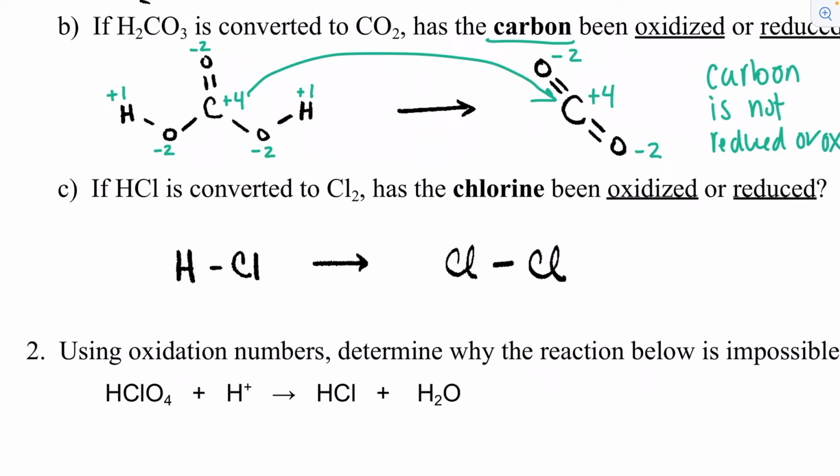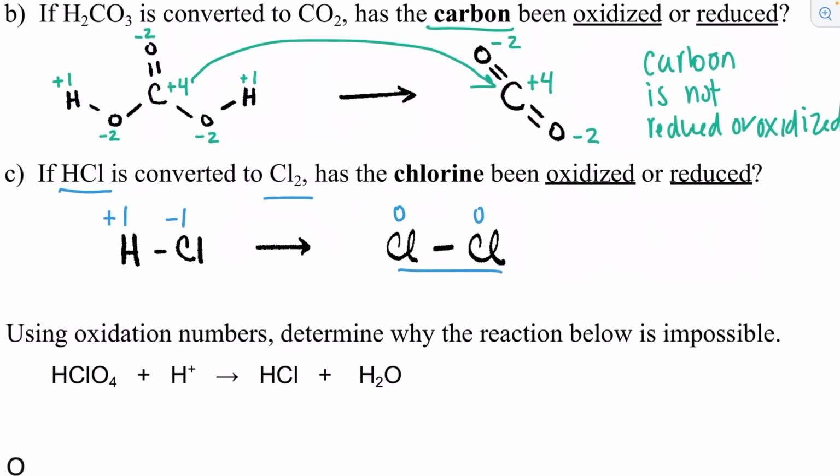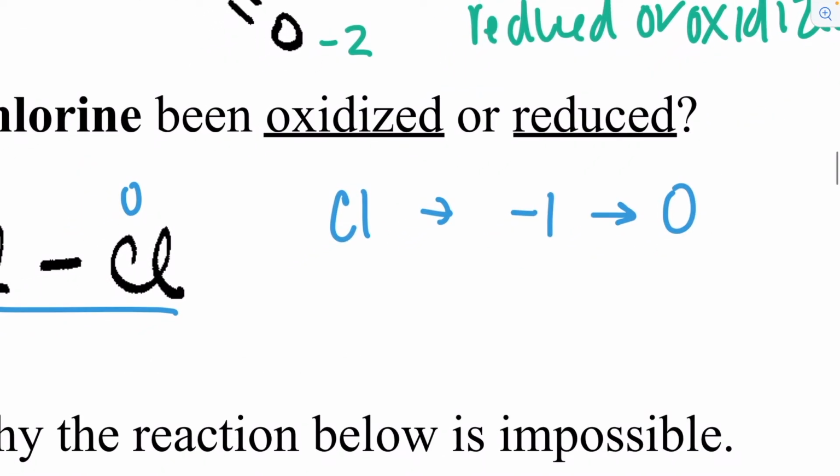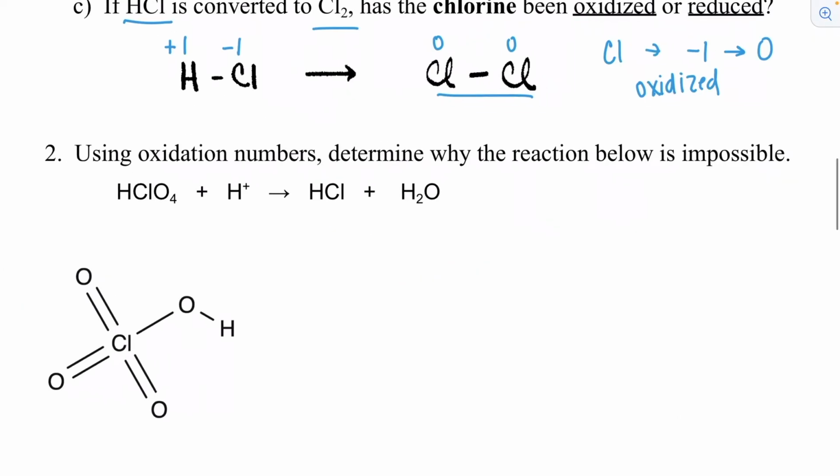Let's do C. If hydrochloric acid is converted to Cl2, has the chlorine been oxidized or reduced? We again assign our oxidation numbers. Chlorine, like this, Cl2, is in its elemental form, and any atom in its elemental form has an oxidation number of 0. Don't worry about the balancing. So here our chlorine is going from -1 to 0. This is an increase in the oxidation number. It's losing 1 electron to become 0. The chlorine is oxidized. Let's do the last problem here.